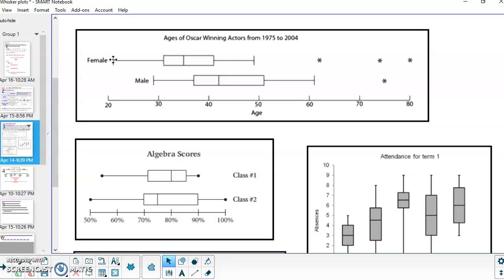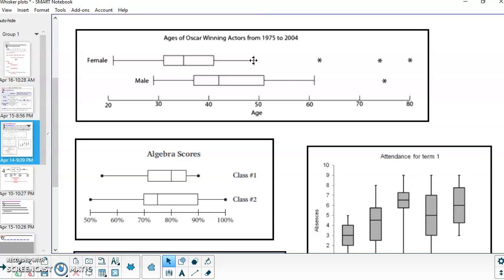So when I'm looking at this, this whisker here represents 25%. This little box here represents another 25%. This represents another 25%, and then this is my last 25%. So each of these 4 pieces represents literally 25% of the data.